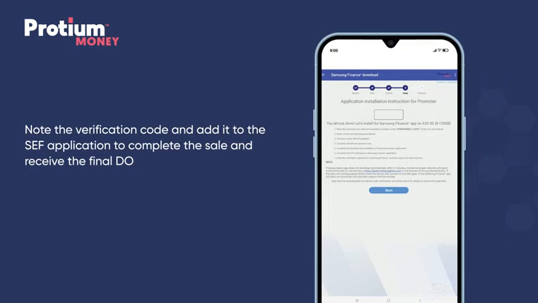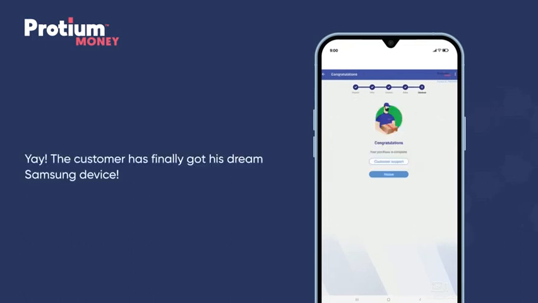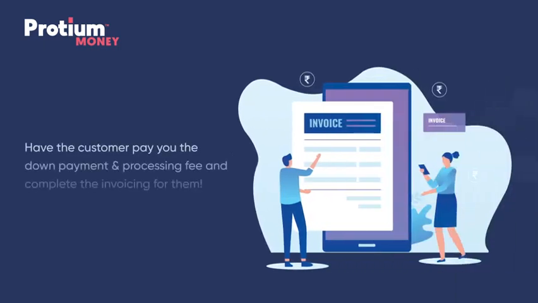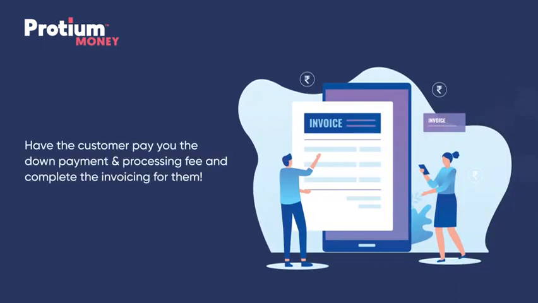Note the verification code and add it to the SEF application to complete the sale and receive the final DO. After adding the verification code, click on Next to proceed with the checkout. Congratulations! The customer now has their dream Samsung device. Have the customer pay you the down payment and processing fee to complete their invoicing, and you're done.